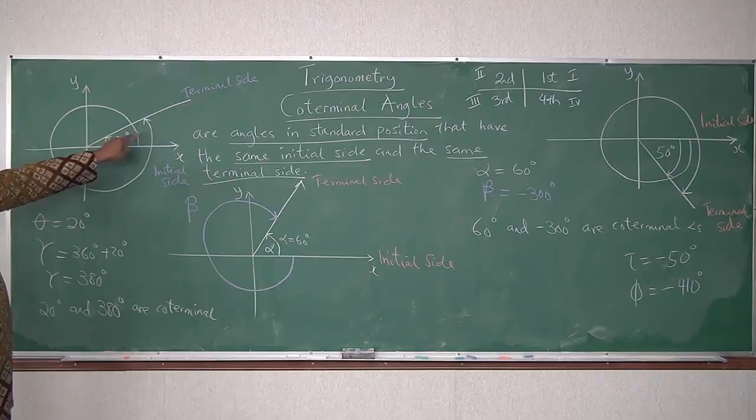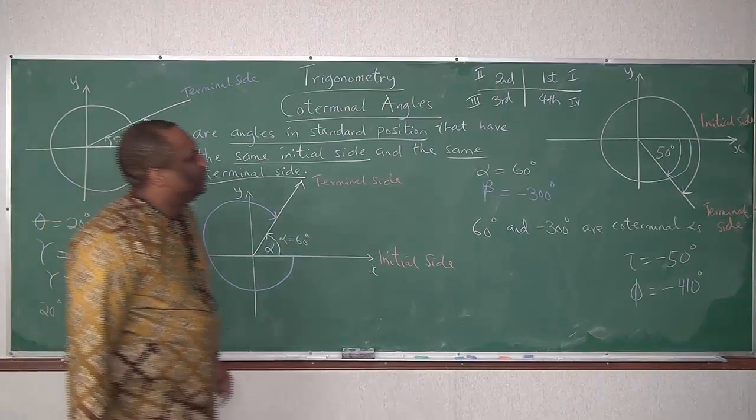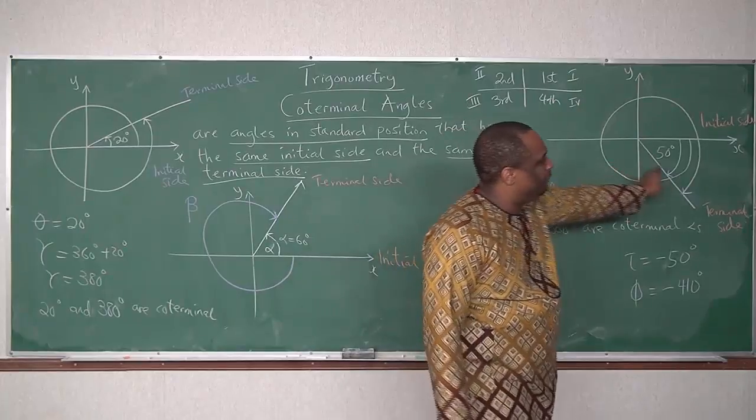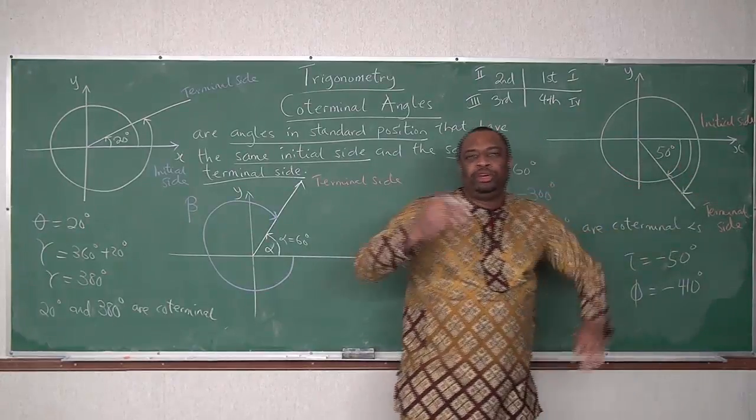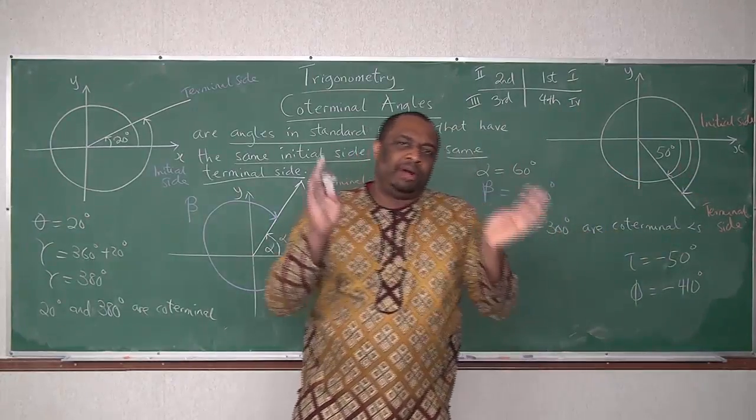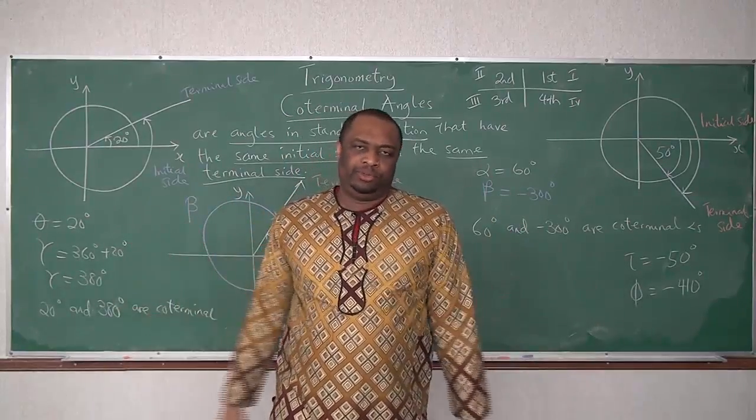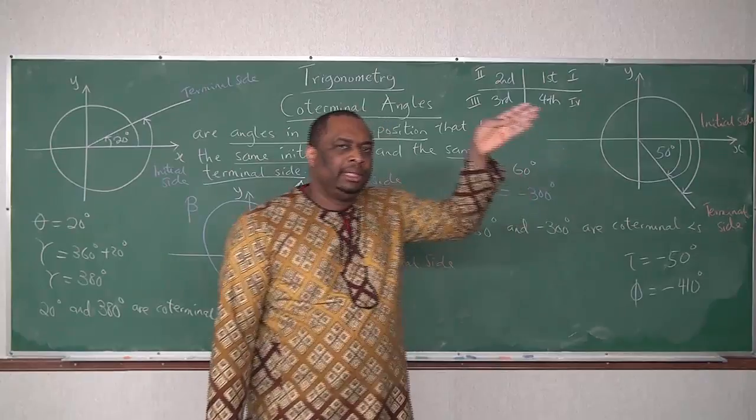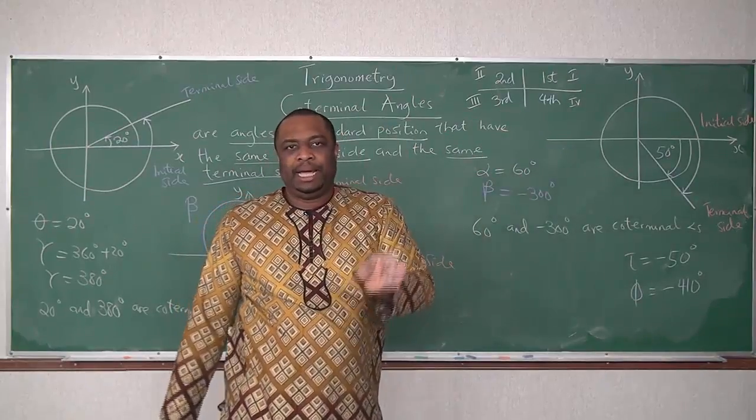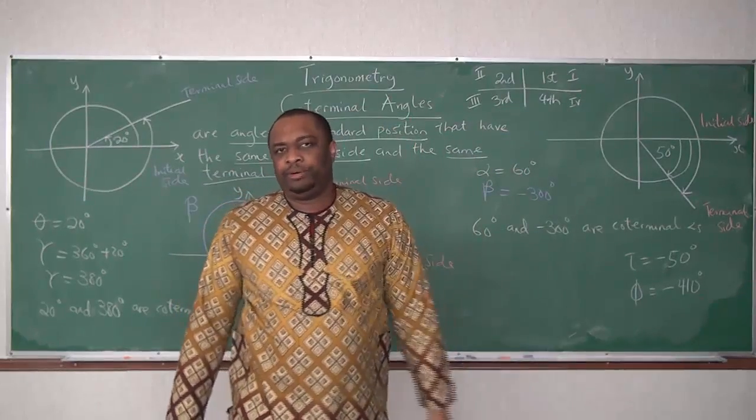You see that? Both of them are in the first quadrant too. Then you look at this, both of them are in the fourth quadrant. So you know now that an angle and its coterminal angles are in the same quadrant, because they have the same terminal side.